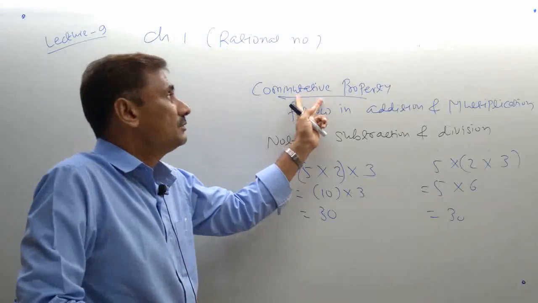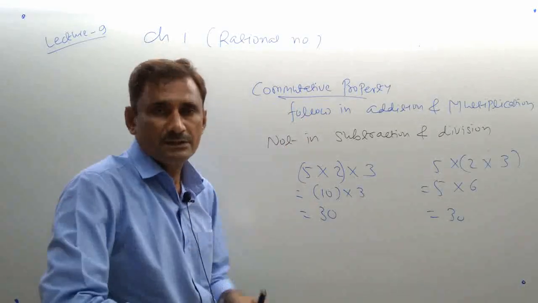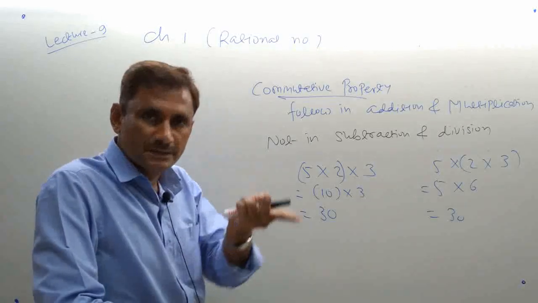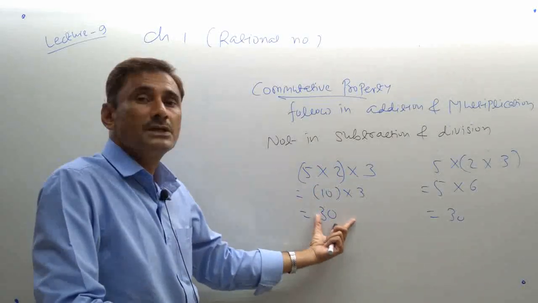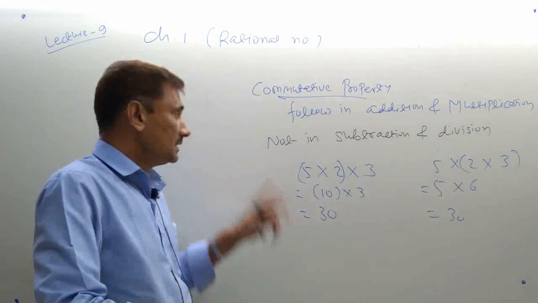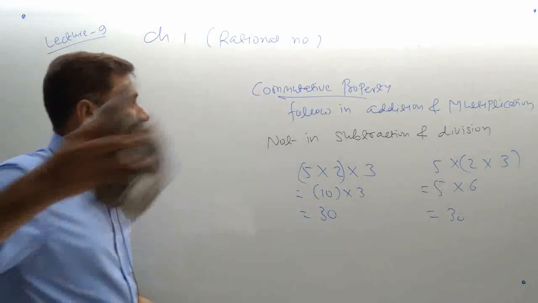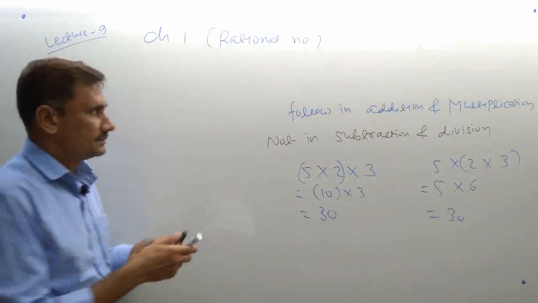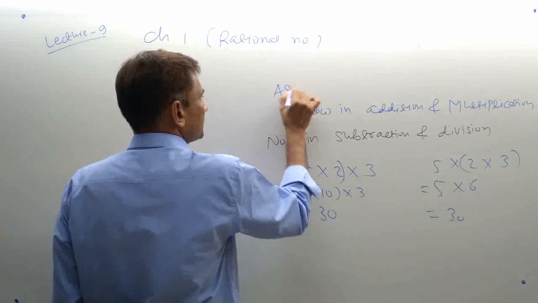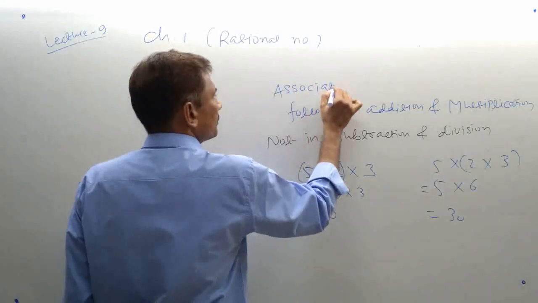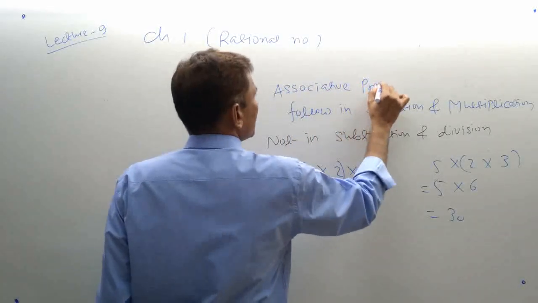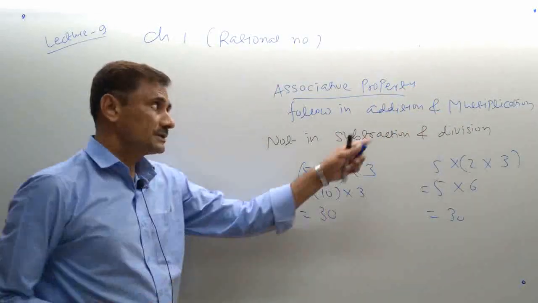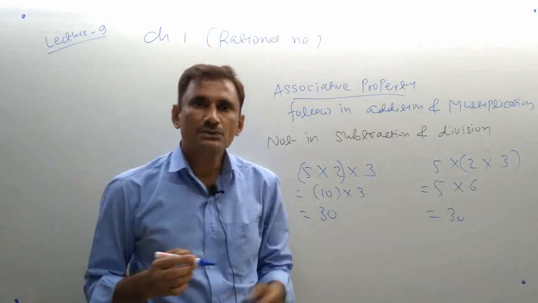And commutative law means what? Arrangement. Second, first, second, so the sequence is interchanged. Here grouping can be done any way. So this is possible in only addition and multiplication. Which one? Associative property. The associative property also follows in only addition and multiplication, not subtraction and division. You can test that yourself also.